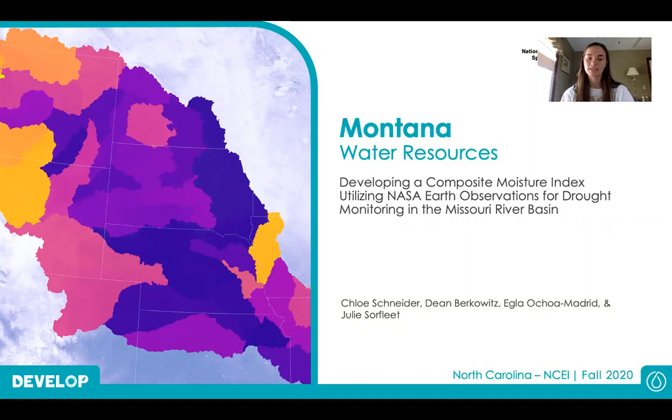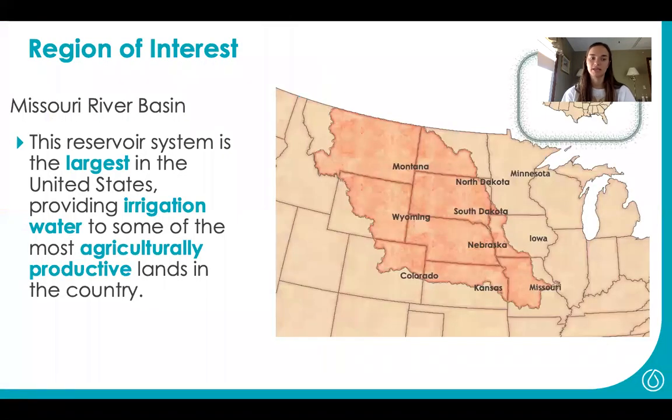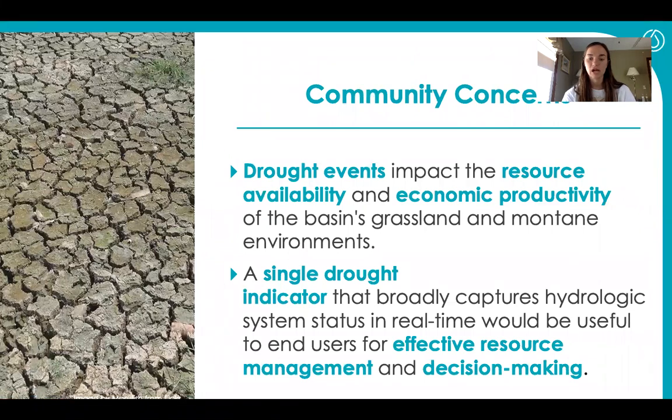And we were tasked with developing a composite moisture index utilizing NASA Earth observations for drought monitoring in the Missouri River Basin. The Missouri River Basin is one of the largest reservoir systems in the US and provides irrigation water to some of the most agriculturally productive lands in the US. And recently, drought events have impacted the resource availability and economic productivity of this area. Specifically, in 2017, a drought caused the loss of about $2.6 billion in the area.